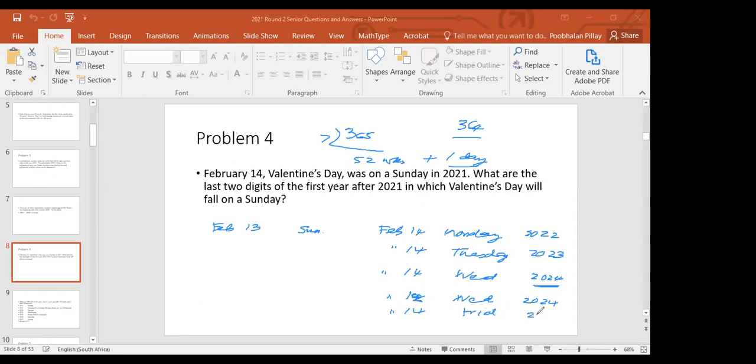Now this is 2025. And now you don't cross any further leap years. So you'll have Friday, and the next year will be Saturday, 2026, and 2027 will be a Sunday. So the answer is, when will it next fall on a Sunday? They wanted the last 2 digits of the year in which this will be a Sunday, and the last 2 digits of 2027 are 27. So that is the solution to that problem.